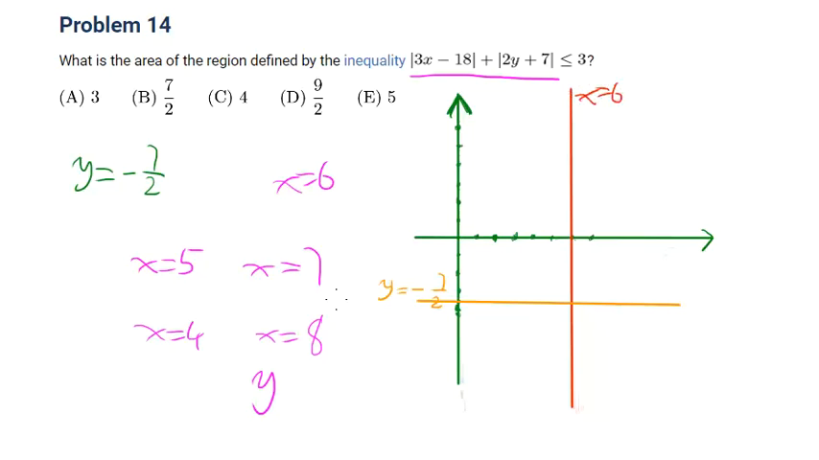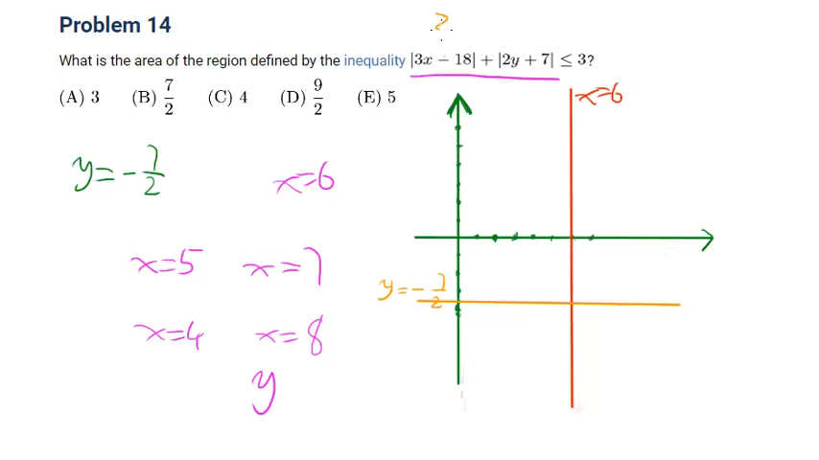X equals 6, y equals. Okay, now we have established this thing. This whole thing is smaller than or equal to 3. Now it can just do one quadrant, and the other quadrants will just appear and then multiply by 4, right?